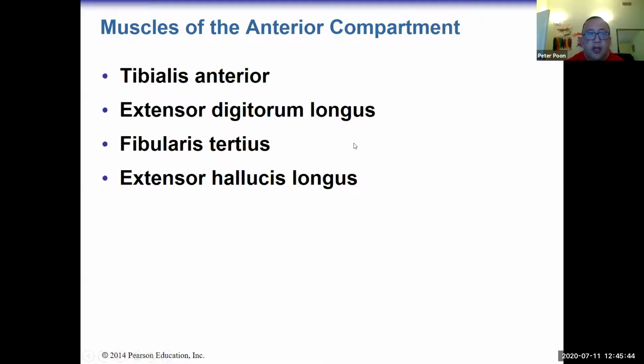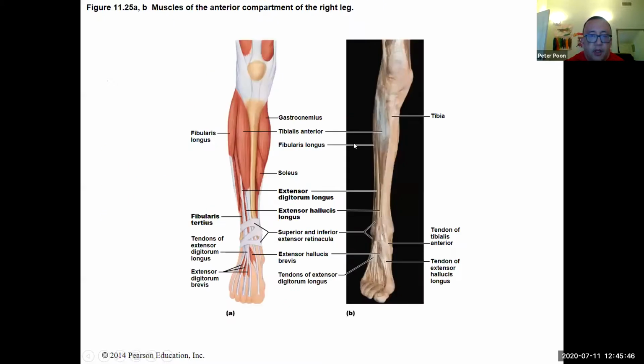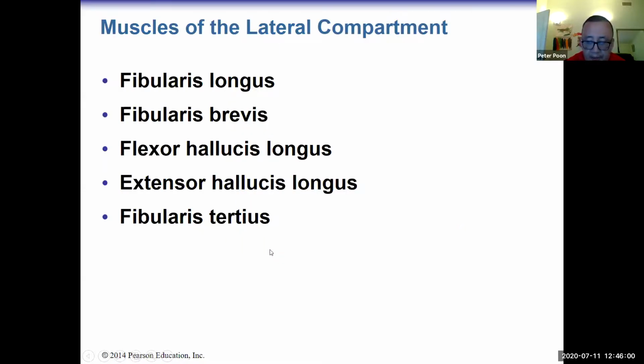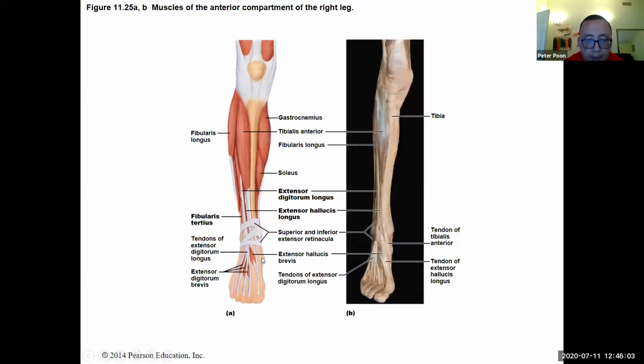So you can see that here. Here's the tibialis anterior. See, if you follow all the way down, it doesn't go to the toes. It stops in the middle of the foot. What goes all the way to the big toe is the extensor hallucis longus, and what goes to the little toes is the extensor digitorum longus.